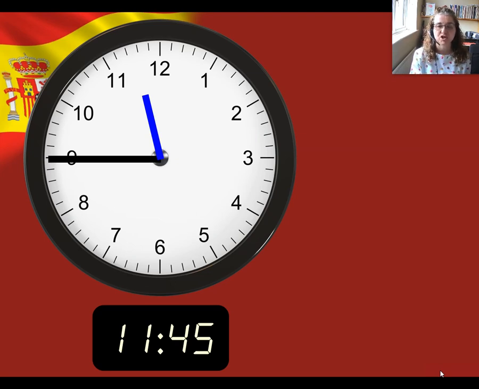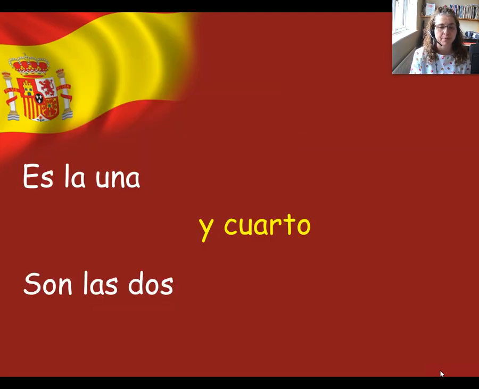There we are. So we've just been adding on how to say that it's quarter to the hour. So when it was quarter past, we added on to es la una or son las dos and the other numbers, y cuarto for and quarter. For quarter to, though, we're doing something different. We're adding on menos cuarto.